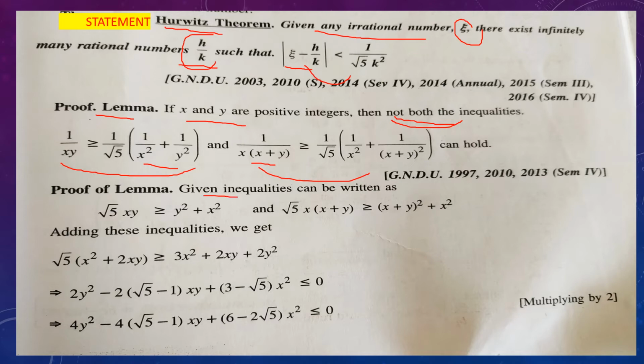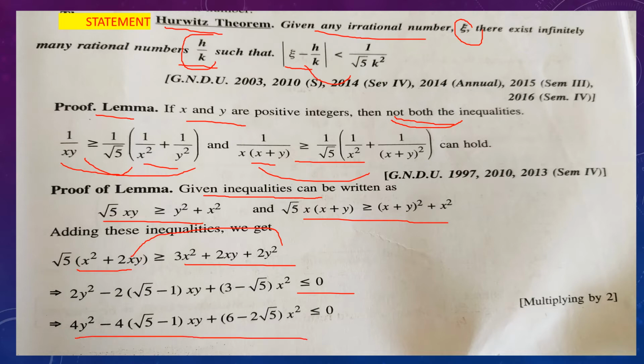Now the given inequalities can be written in this form if we take the LCM. Also, this inequality, by taking the LCM, I can write like this. Now we have to add these inequalities. We will add left hand side to left hand side and right hand side to right hand side. Then take all terms on one side, so this will be less than or equal to 0. Multiply the whole equation by 2, and we get this equation.